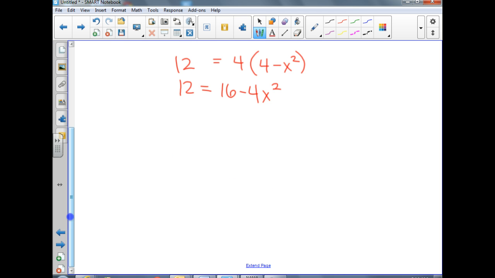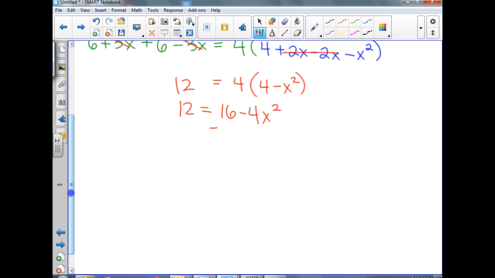How do you solve for x squared? Minus 16. So negative 4 equals negative 4x squared. Divide by negative 4.